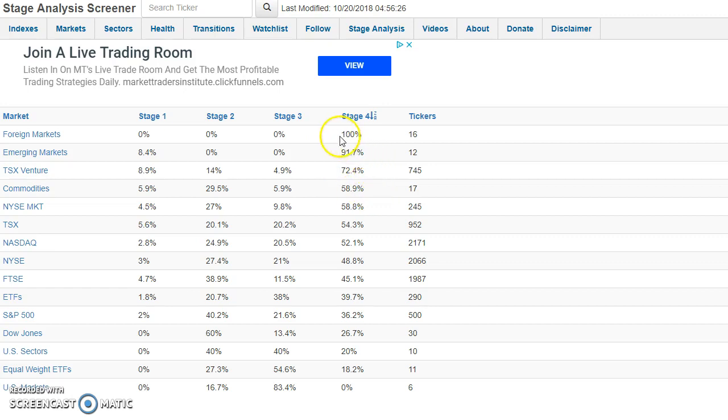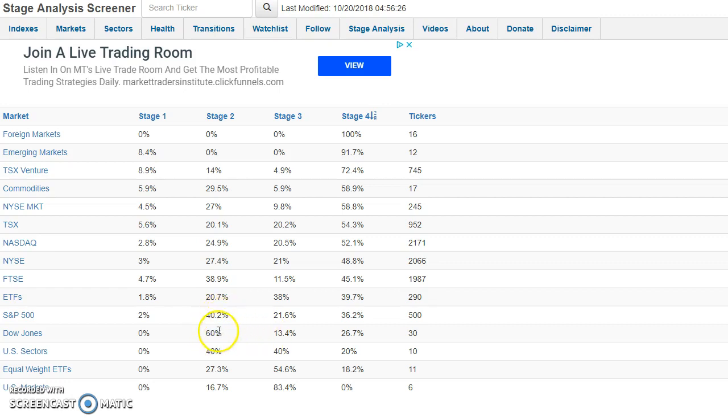So I'm on the indexes page, and I've sorted by stage 4, and we can see the foreign and emerging markets obviously all year have been in deep trouble, have been in stage 4 bear markets. Commodities have been in mostly bear markets for a long time now. The problem now is that the U.S. markets, look at the breadth of the NASDAQ and the New York Stock Exchange, most stocks now are in stage 4. The S&P 500, if you add up stage 3 and stage 4, like 60% of stocks are basically topping out or are in decline versus like 40% that are still rising.